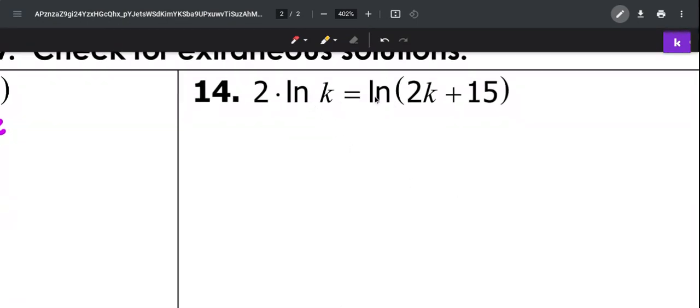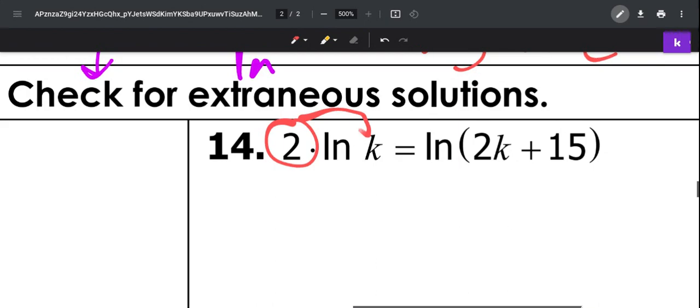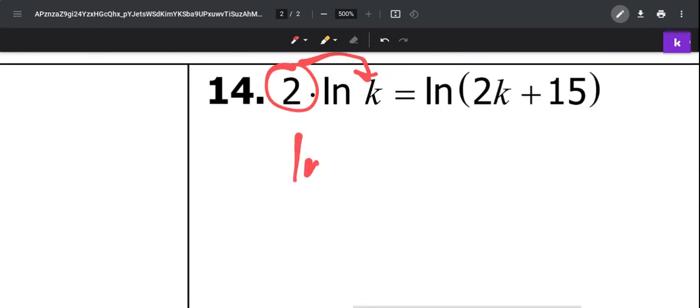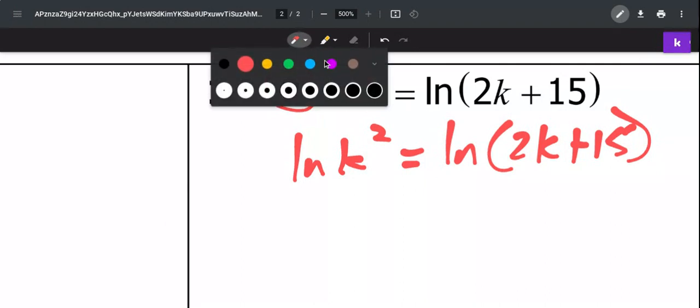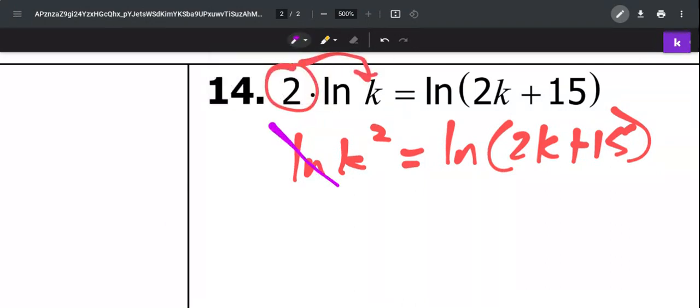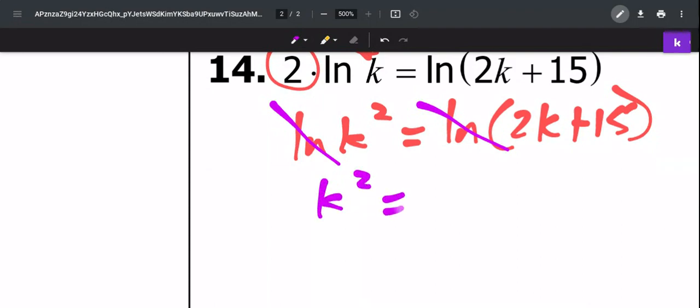There is a natural logarithm on both sides. But we do need to do some condensing on this left side. This 2 times portion needs to get condensed. So we're going to condense it and move 2 to the exponent of k. So now ln k squared equals the natural log 2k plus 15. Now we've gotten this condensed to where there's a single logarithm on both sides, so we can cancel our ln's. So k squared equals 2k plus 15.